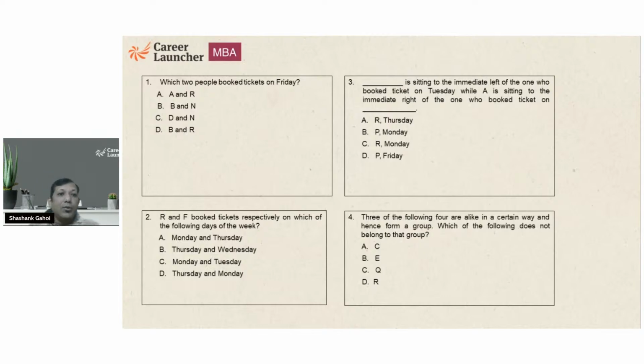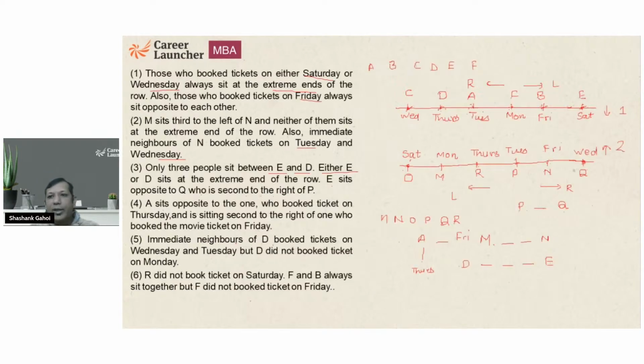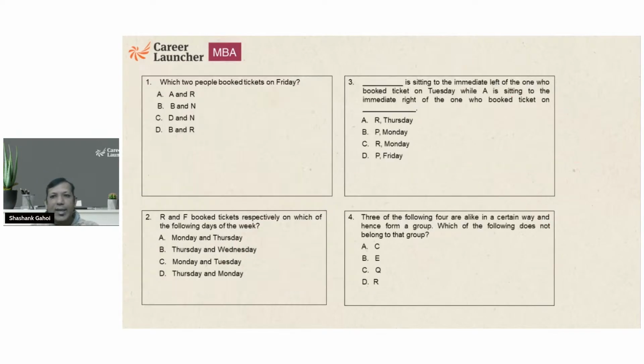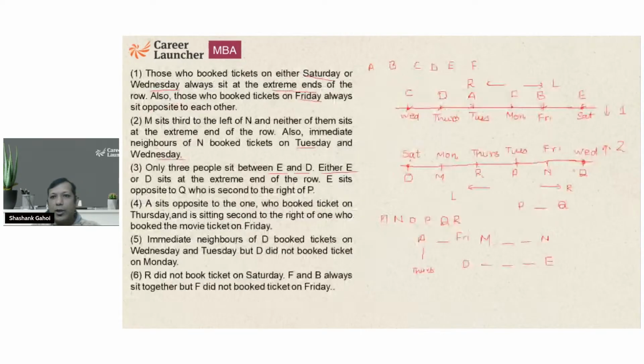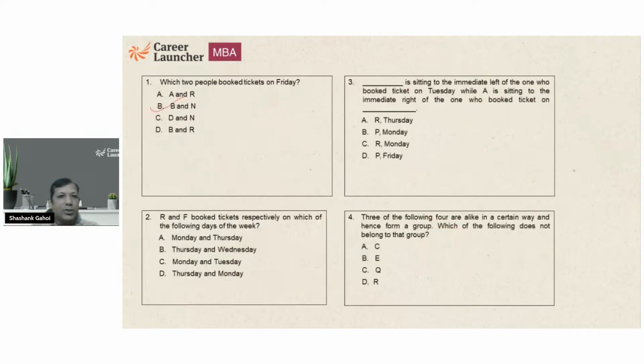Now let's see. Which two people booked tickets on Friday? One is going to be B, second is N. So B and N, that's going to be option 2. Okay. R and F booked ticket on which day? So R on Thursday, F on Monday. So Thursday and Monday. That is going to be option D.